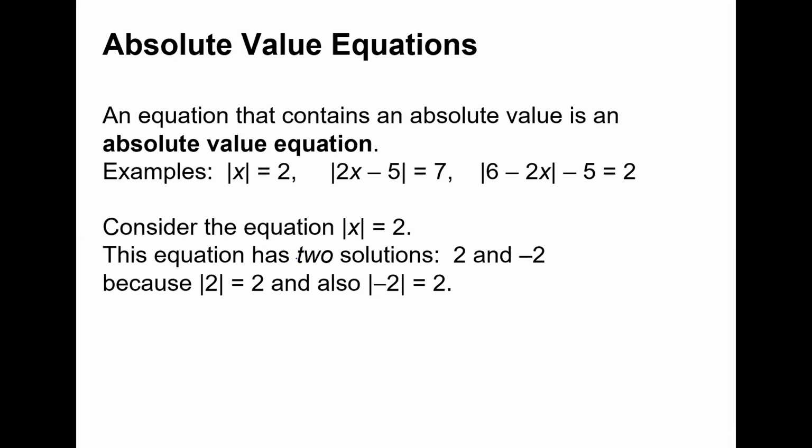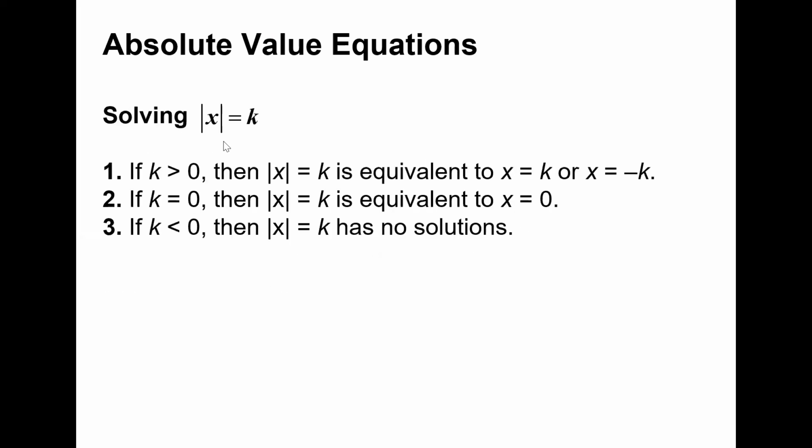2 and minus 2. That's because if we take the absolute value of 2, that's equal to 2. And if we take the absolute value of negative 2, that's also equal to 2. Now, how do we figure that out?